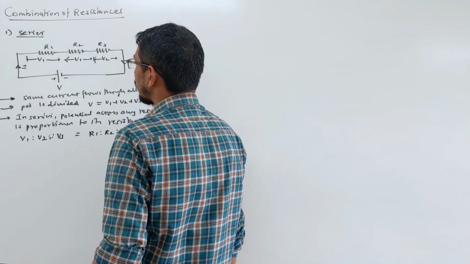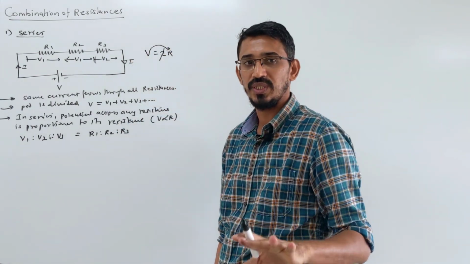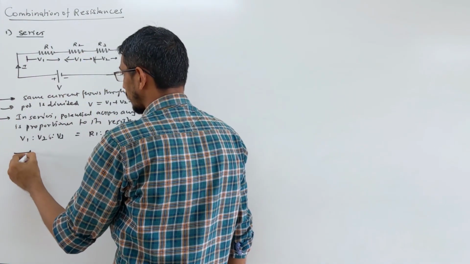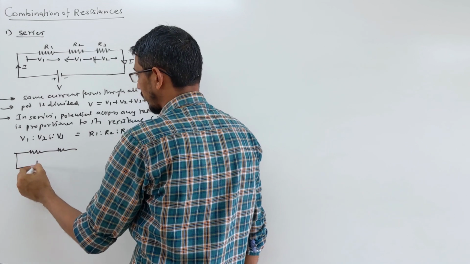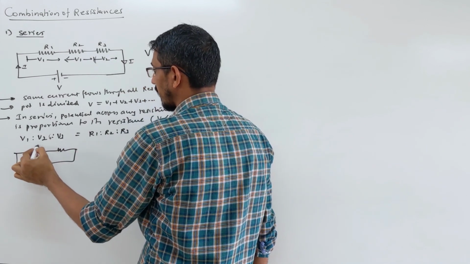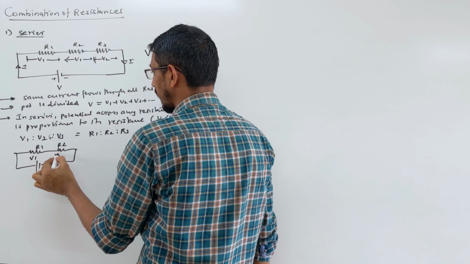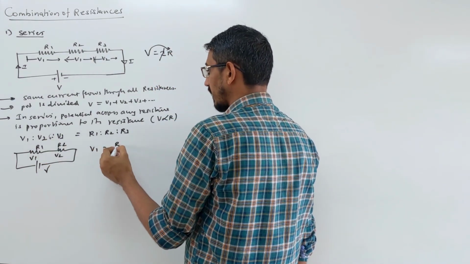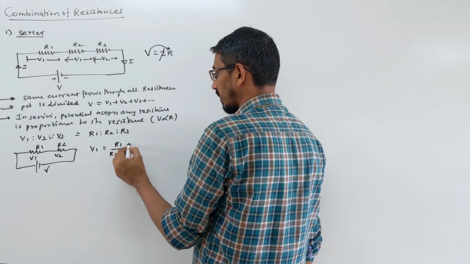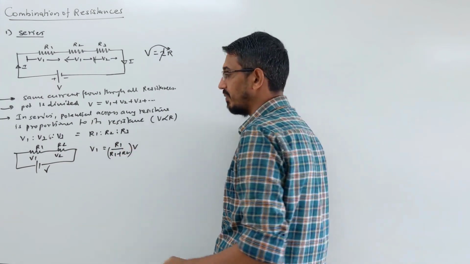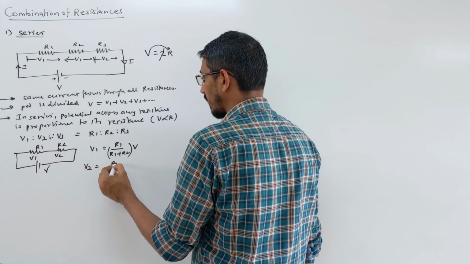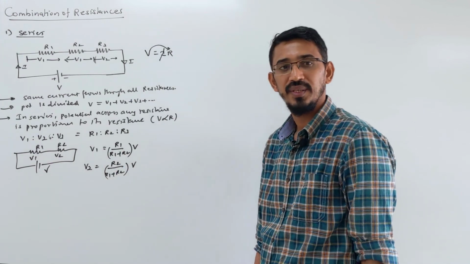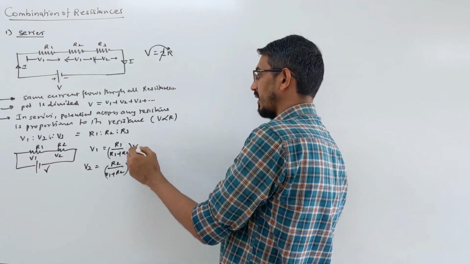Suppose you have just two resistances alone and you want to divide the potential between them, then how do you divide? Suppose I am writing here, this is one, this is another, connected to a battery of potential V, this is R1, R2, with potentials V1, V2, correct? What is V1 then? V1 is equal to R1 by R1 plus R2, the total resistance, into the total potential V. In the same way V2 will be R2 upon R1 plus R2 into V.